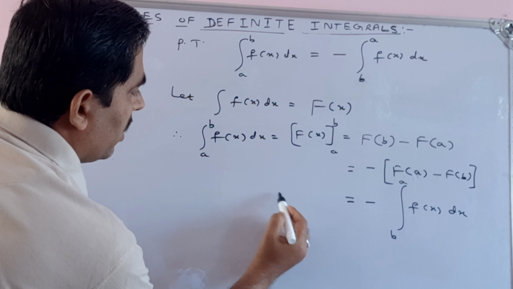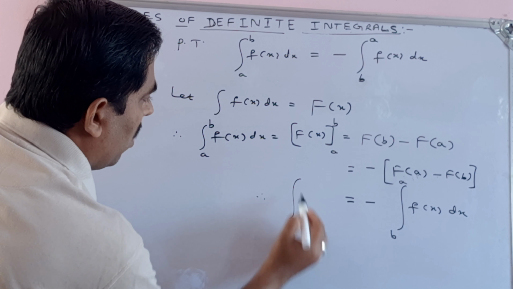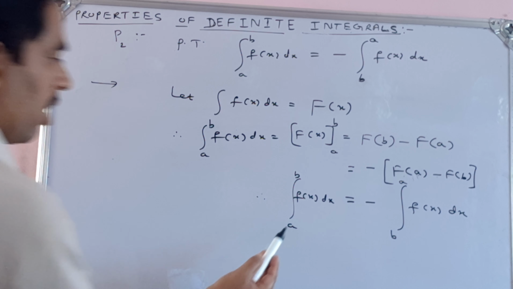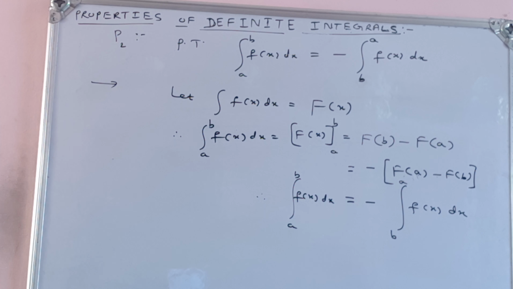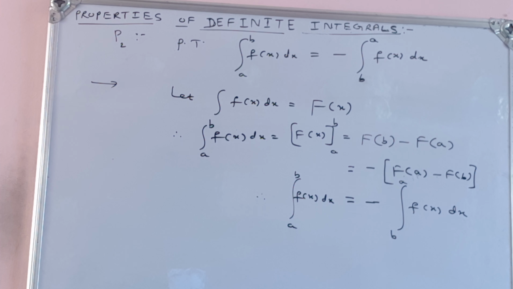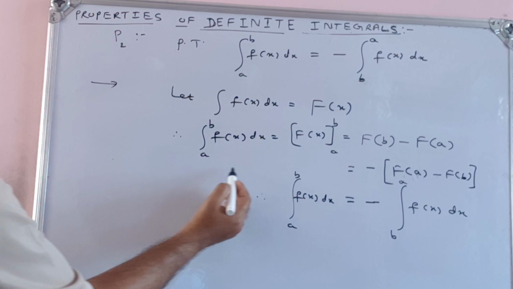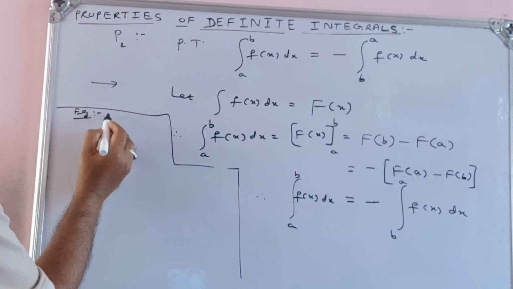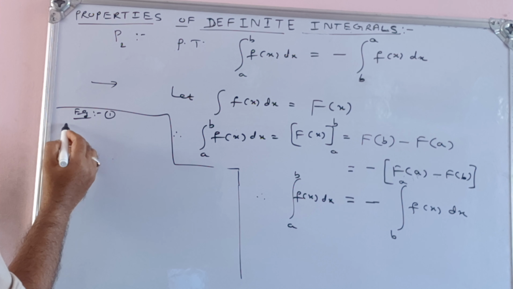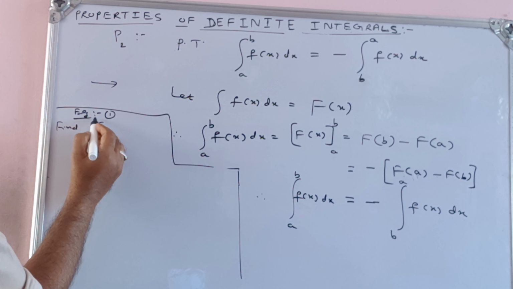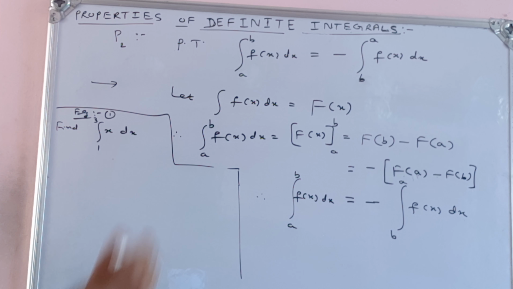Therefore the integration from a to b of f of x dx gives me the negative, minus of the integral from b to a of f of x dx, since the limits are interchanged. Observe this. This is the second property. This is all about the proof. Let me consider one simple example regarding this. Find the integral from 1 to 3.